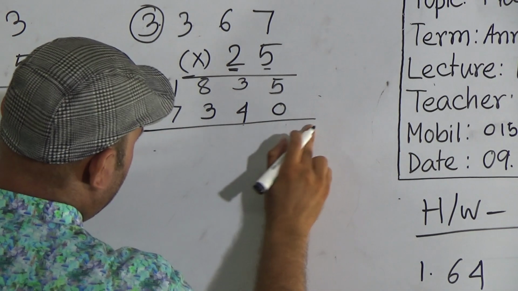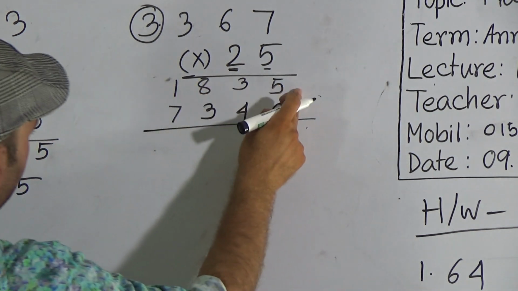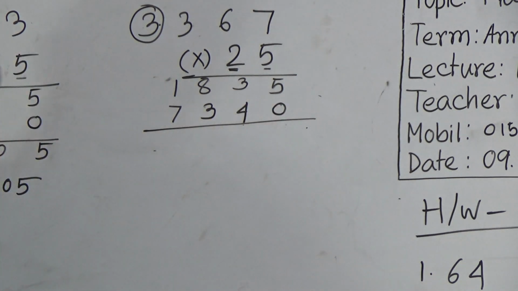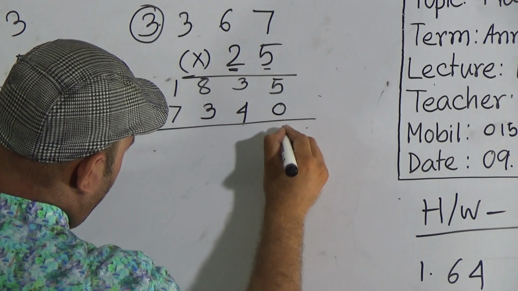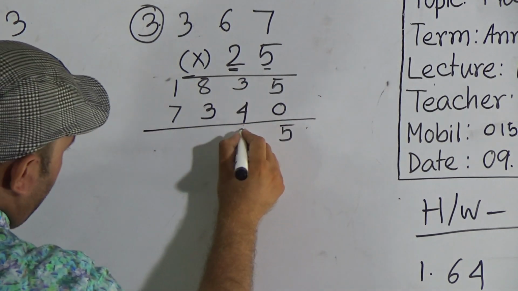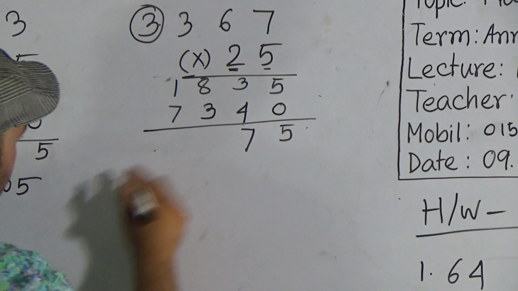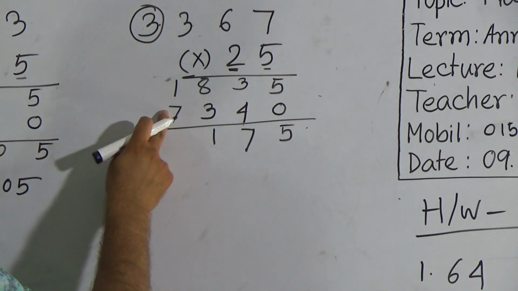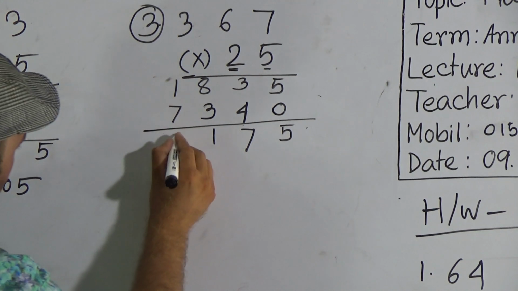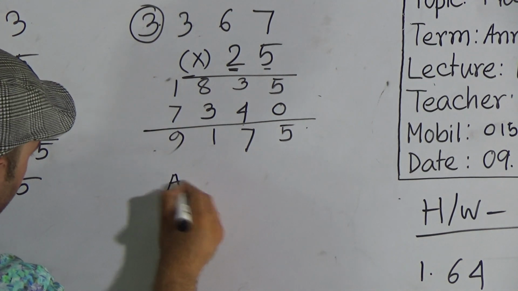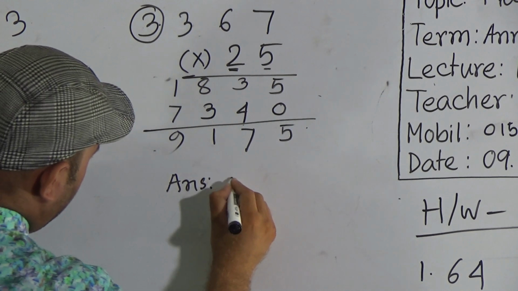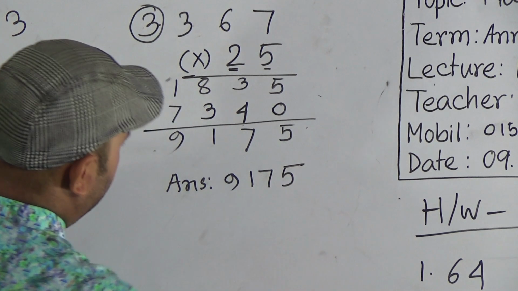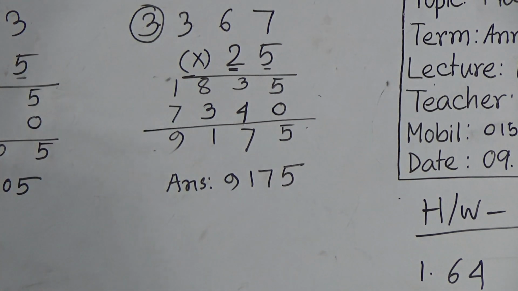Now add these two numbers, 1835 and 7340. 5 and 0 it will be 5. 4 and 3 it will be 7. 3 and 8 it will be 11. So here it will be 1, and you carry 1. 7 and 1 is 8. 8 and 1 it will be 9. So the answer is 9175. My dear students, hope you understood this one.